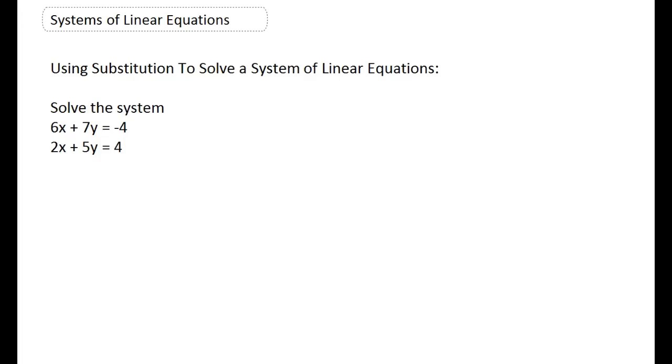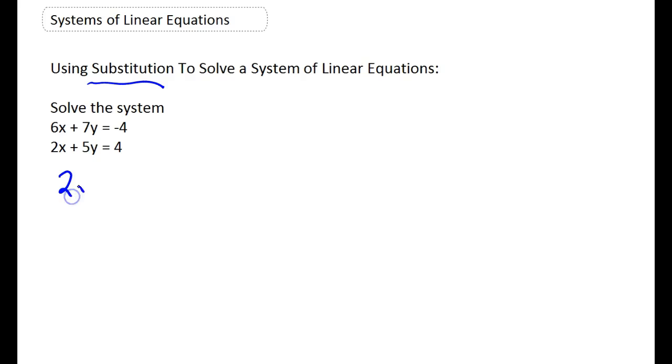Okay, systems of linear equations are equations that have two variables in them. And if I'm going to solve for two variables, I need two different equations. So the first method we're going to learn to solve these is substitution. And I'm going to take the second equation, I'm going to solve it for x in terms of y.